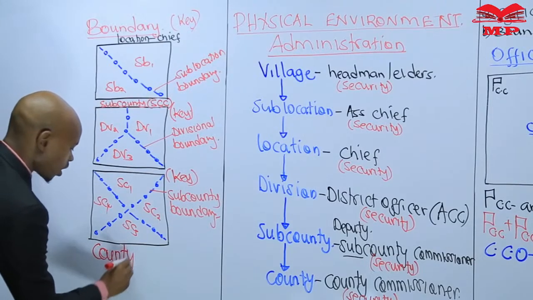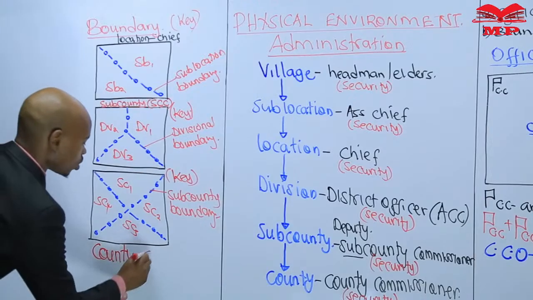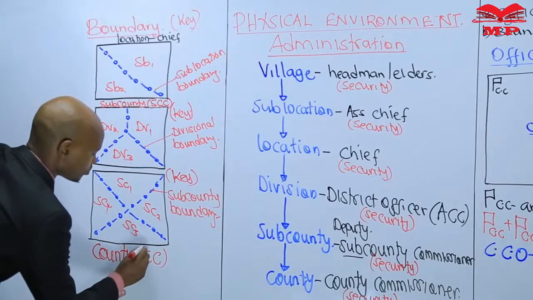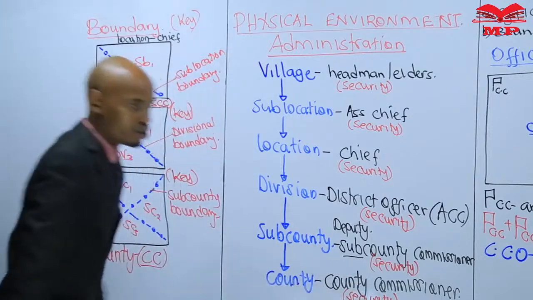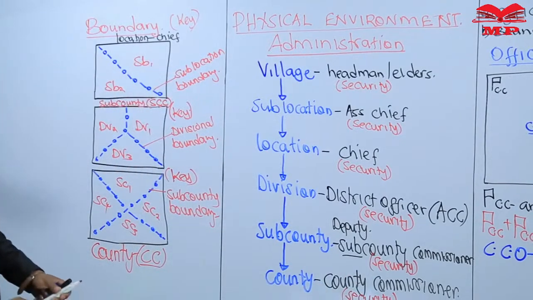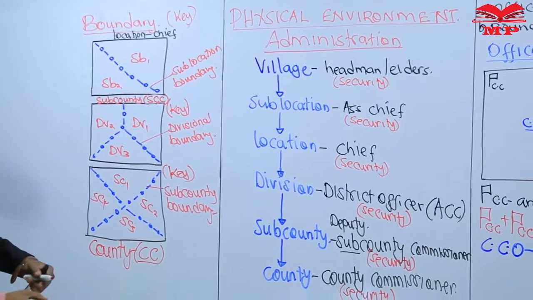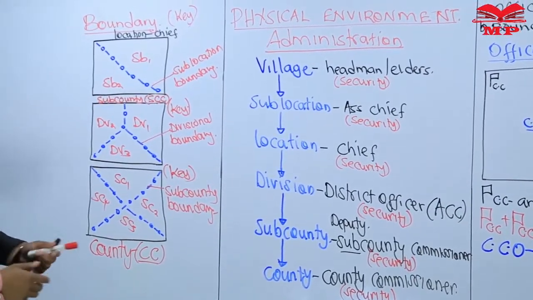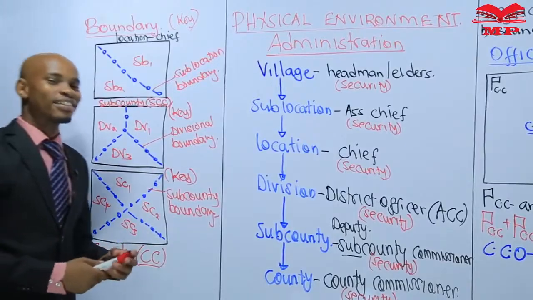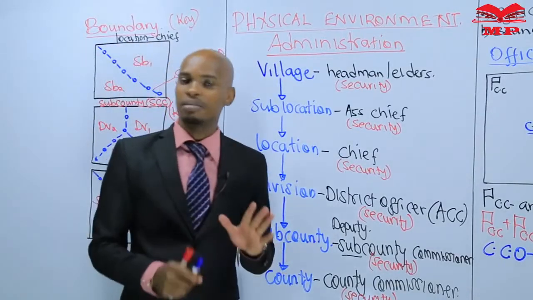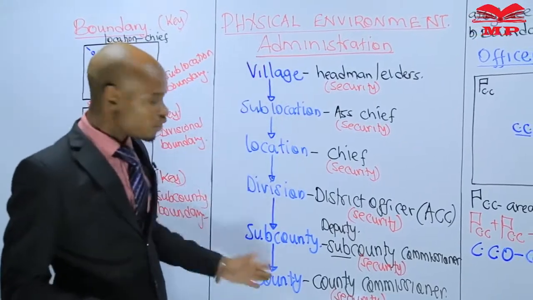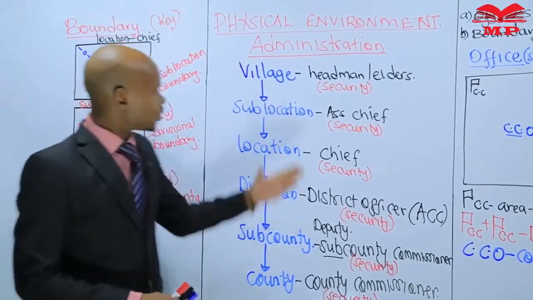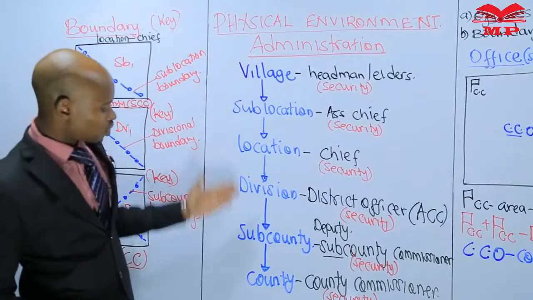And who is the head of a county? A county commissioner, in charge of the security in that area. Now, that is exactly what you are supposed to know about administration. It's very, very simple. First of all, the hierarchy of administration, all the way from the village to the county.